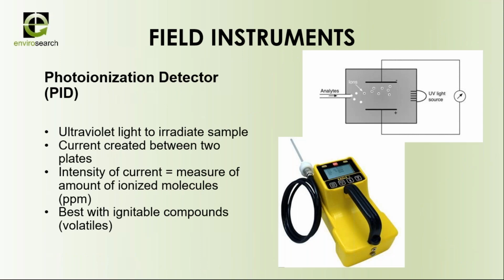So, to begin, let's go over the 2 different instruments. The first one, the photoionization detector, I'm sure most of you are familiar with. The basics are that ultraviolet light irradiates a sample, ions are created, and a current is created between two plates. The intensity of that current relates to the amount of ionized molecules passing between those plates. It works best with ignitable compounds, so volatile compounds, and is extensively used for hydrocarbon screening throughout Alberta.